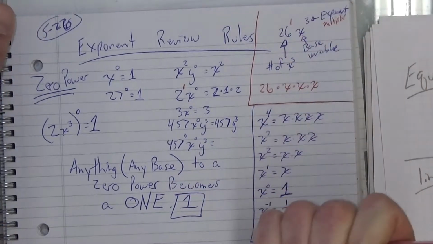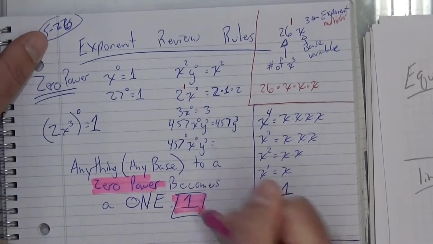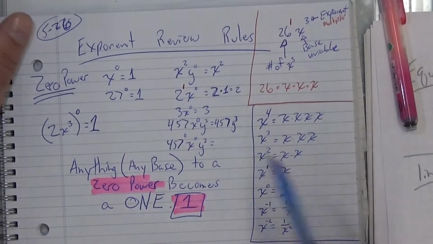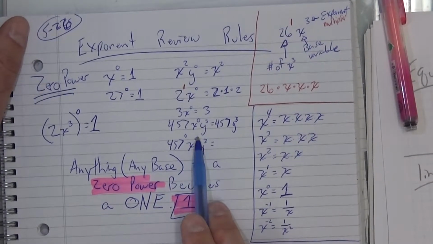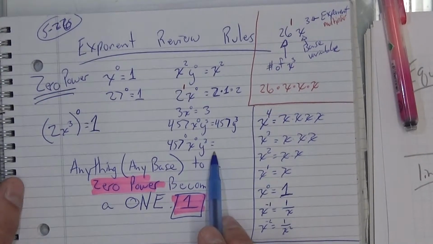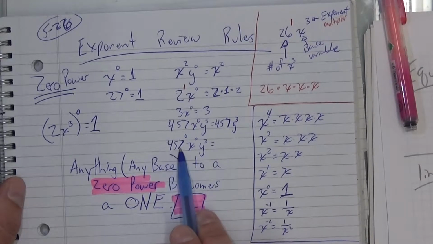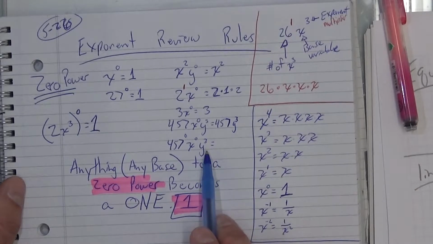Anything to the 0 power becomes a 1. So, what does this one turn into? 457 to the 0, x to the 0, y to the third turns into what, Natasha? 457 to the 0, x to the 0, y to the third. Y to the third.